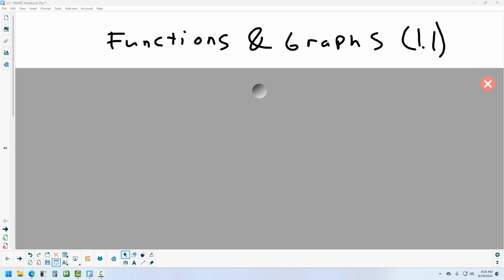Okay, so the first section we're going to take a look at is 1.1. A lot of different topics in this section, mostly review. I think the only thing you'll find that's new is how you zoom in and out on a graphing calculator. So I'm going to show you a little bit about that, and that's the only thing we're going to do today on the calculator.